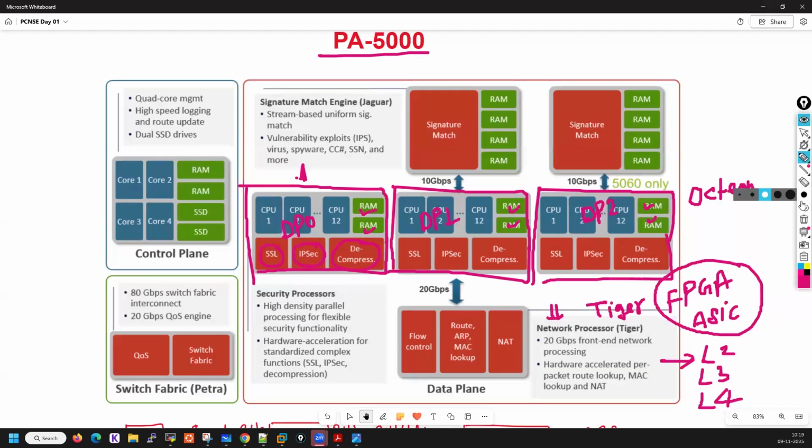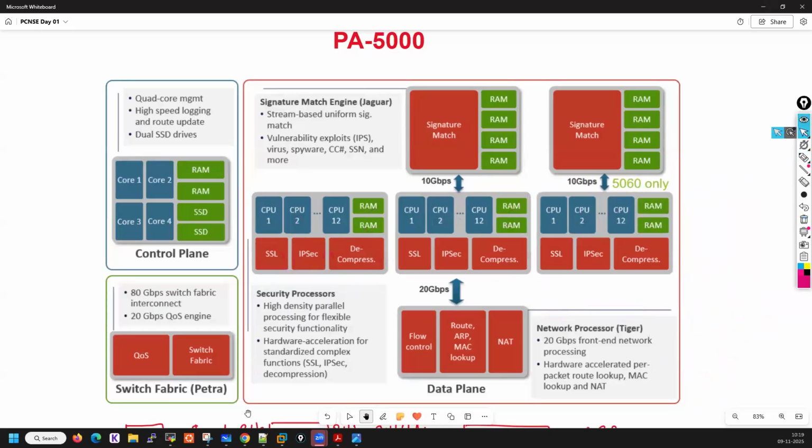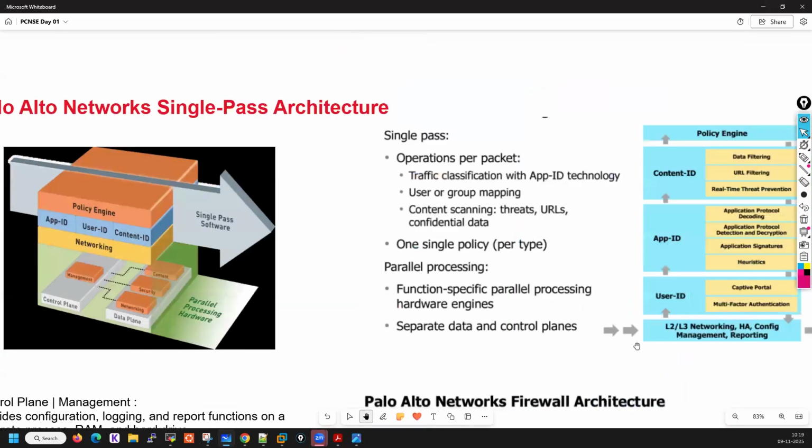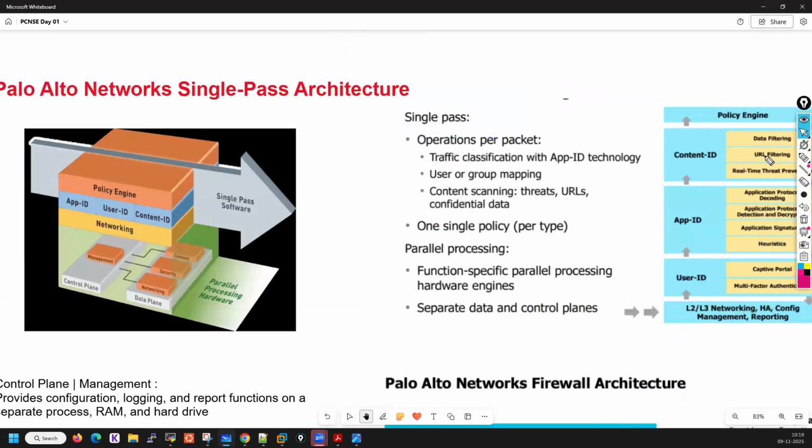I'm talking about this one. I have started the discussion from this diagram, right? I'm talking about this chip. It's a data plane CPU. This chip is also known as DP CPU. Now in high-end boxes, I'm not having only a single DP CPU. I have DP0, DP1, and DP2. Okay. Three chips I'm having in the high-end boxes.